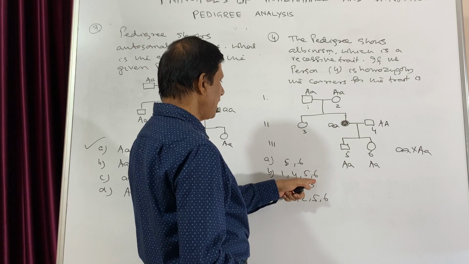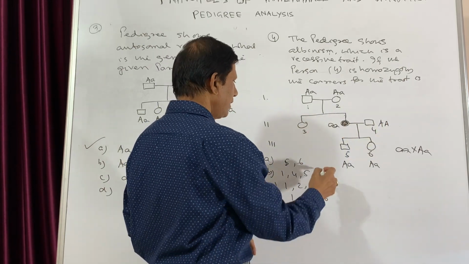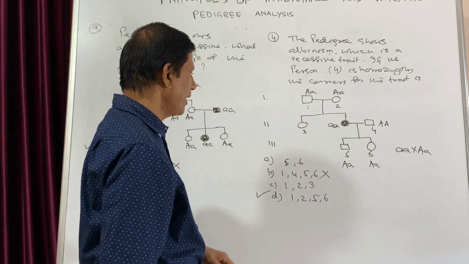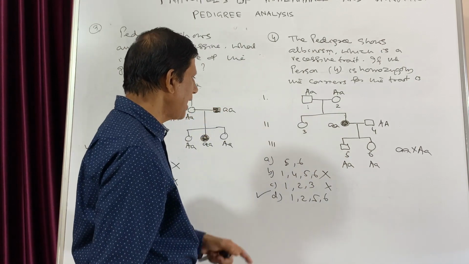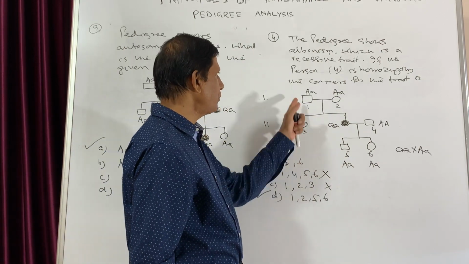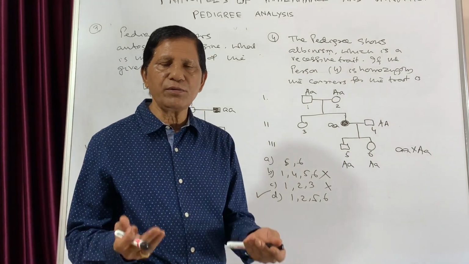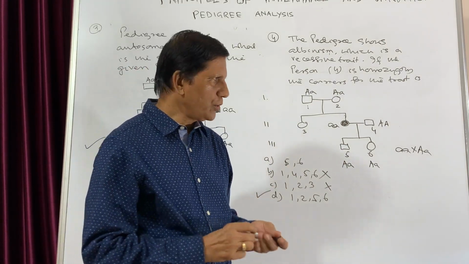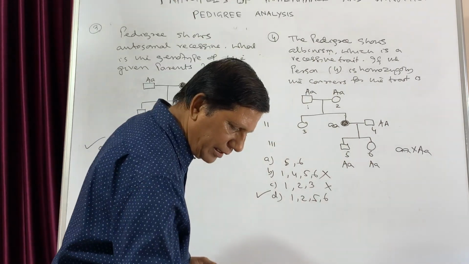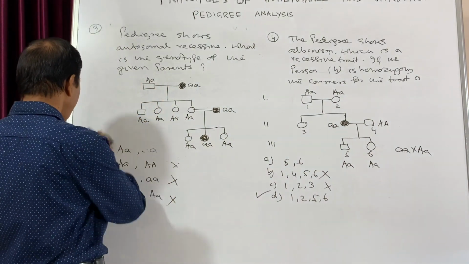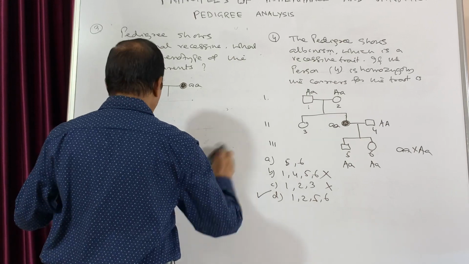Now here 5, 6 are there, but 1, 4 is already written as homozygous, so that is not the carrier. Then 1, 2, 3: already we have proved 5 and 6, so this is not correct. And again we have 5, 6, and along with 5, 6, 1, 2 are there. So this is the correct answer. You see, this is also a new type of question. So this is the fourth one. Let us discuss another type so that your concept will be fully clear.